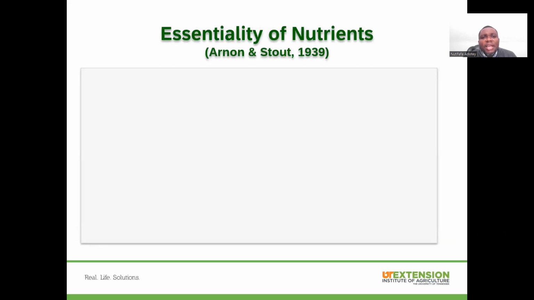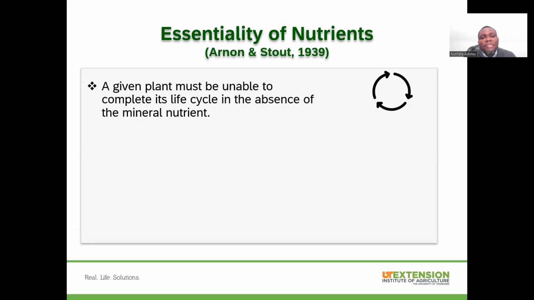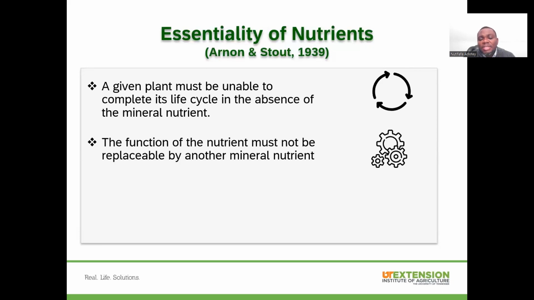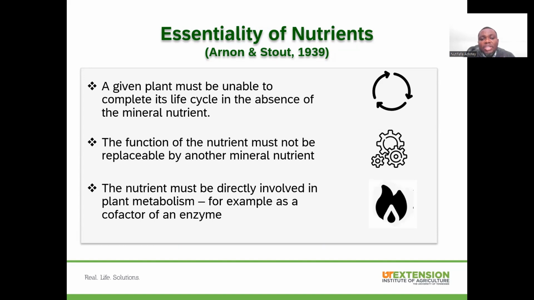So for a nutrient to be classified as essential, it has to meet three very strict criteria. The first is that the plant must be unable to complete its life cycle in the absence of that mineral nutrient. Secondly, the function of that nutrient must not be replaced by another mineral nutrient. And thirdly, that nutrient must be directly involved in plant metabolism, for example, as a cofactor of an enzyme. So in practical terms, for a nutrient to be essential, the plant cannot complete its cycle in the absence of that nutrient. And then fundamentally, this nutrient should be involved in either functional or structural roles.